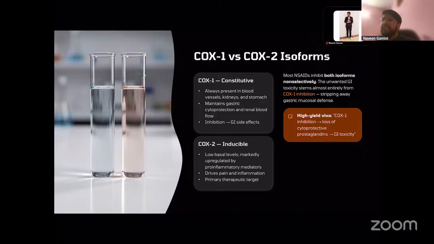The unwanted GI toxicity, that is the side effects or adverse effects, is majorly because of COX-1 inhibition. Because of COX-1 inhibition, it will strip away the gastric mucosal defense and cause all the GI symptoms. COX-1 inhibition causes loss of cytoprotective prostaglandins and hence GI toxicity. So remember, whenever they ask in viva why it causes GI toxicity, you should always remember it's because of COX-1. Whereas the reason why we give NSAIDs to patients therapeutically is to reduce COX-2 activity.